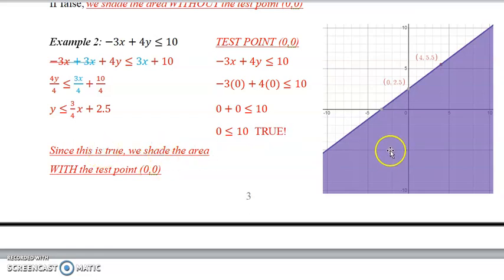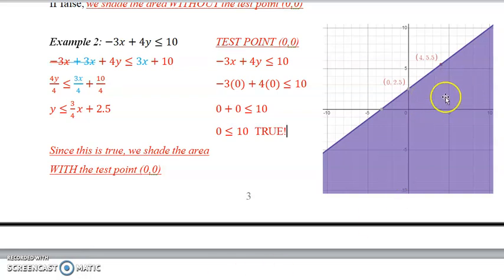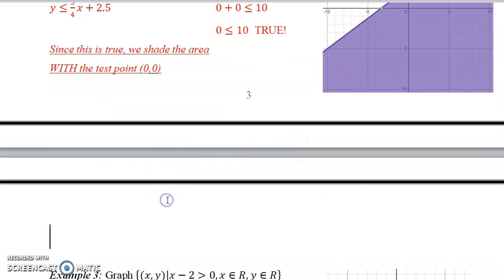We shade the point with test point 0, 0. Okay? So that's how to do it on the graphing technology. All right? Just another method. And Desmos, I graph. But you will graph that by hand. It's very simple. It's what you did last year when you were graphing your points. Okay? Graphing a linear line. An inequality is the same way. Now we just shade. All right?